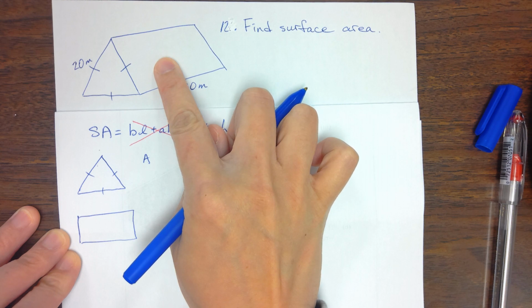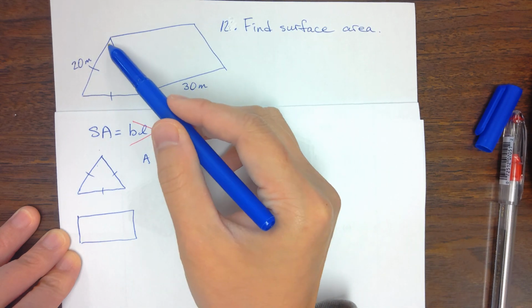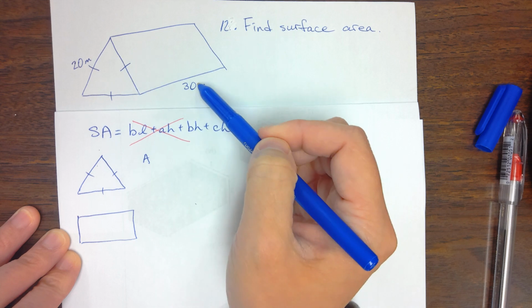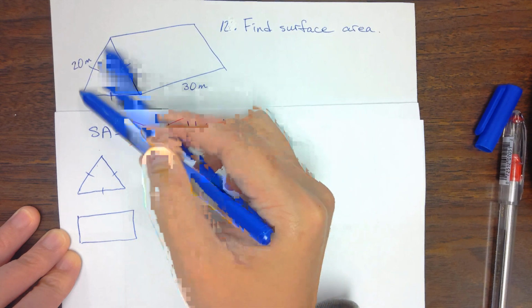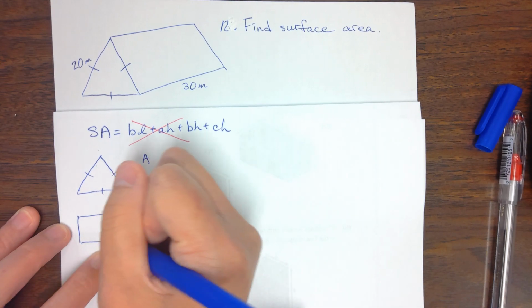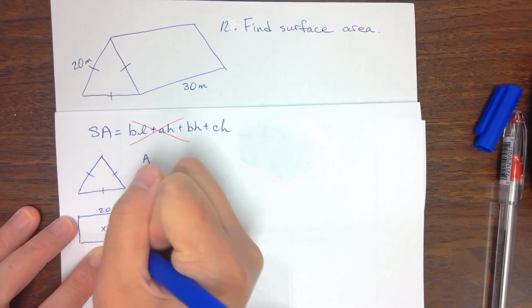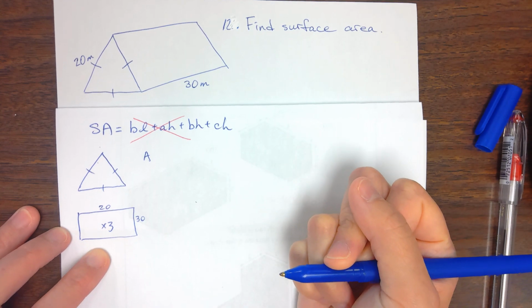Right. Yep, they're all the same, right? Because the right side is a 20 by 30 rectangle. The left side is a 20 by 30 rectangle. And the bottom is also that. So you just have three of these rectangles, which is 20 by 30, and there's three of them, right?